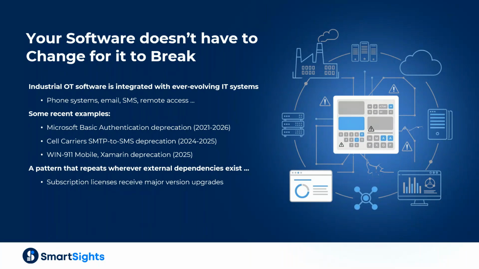And this one's particularly nasty because from the endpoint of something like a Win911 system, you have messages that appear to be sent, but maybe they arrive hours later or never arrive at all, which obviously is not really ideal or acceptable for something like critical process alerts.